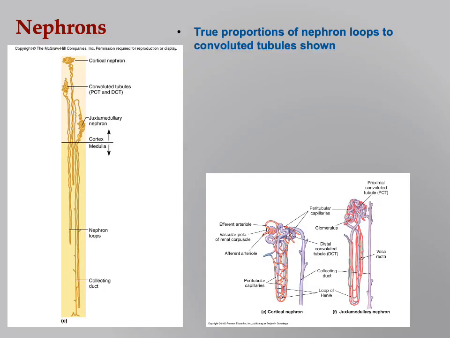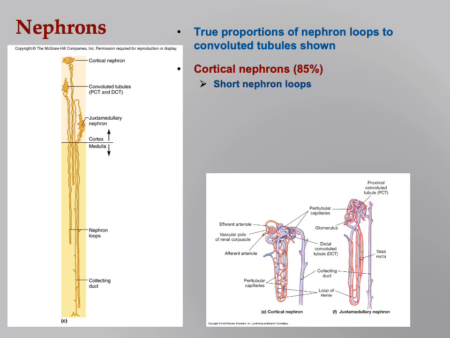So, nephrons. True proportions of nephron loops to convoluted tubules shown. So on the left side, those are really basically pictures. That shows the true, in your kidney, relative lengths of the size of the corpuscle and the length of the tubes. Sometimes the books show it kind of condensed. That's a more realistic picture.